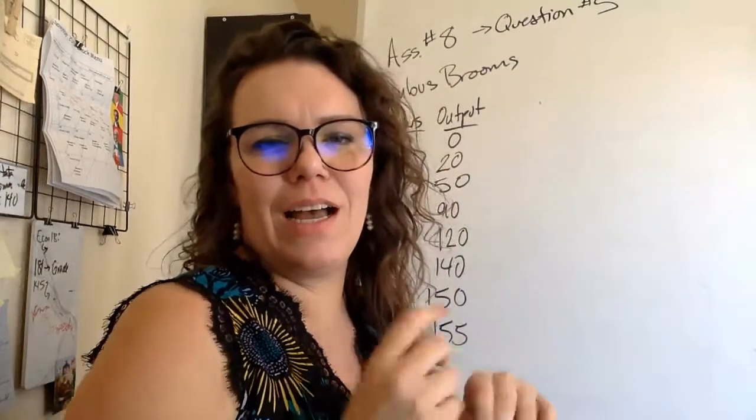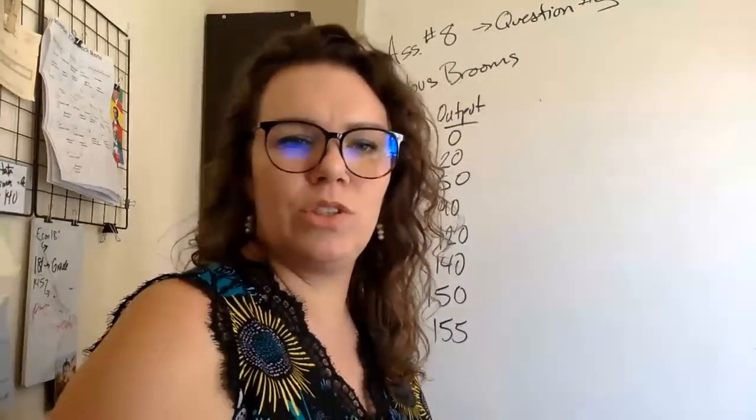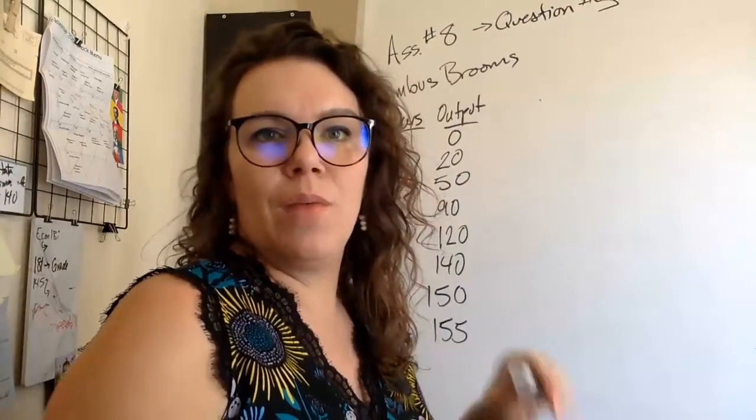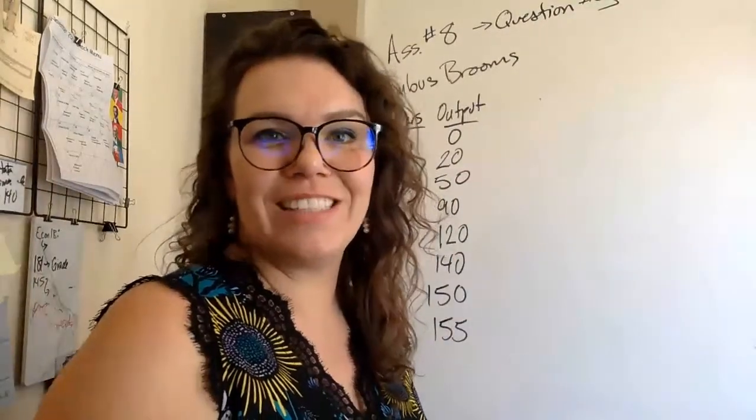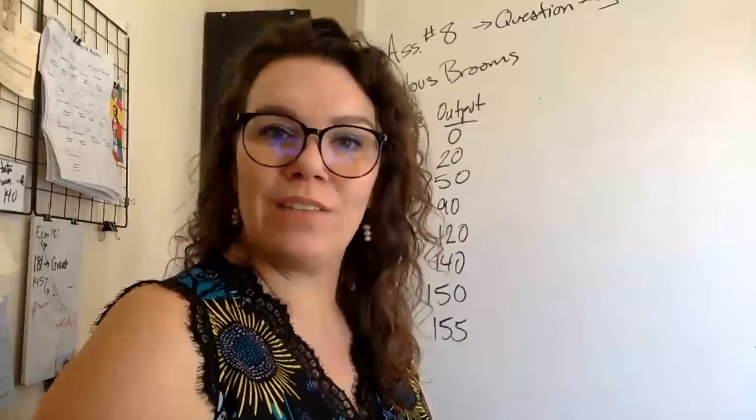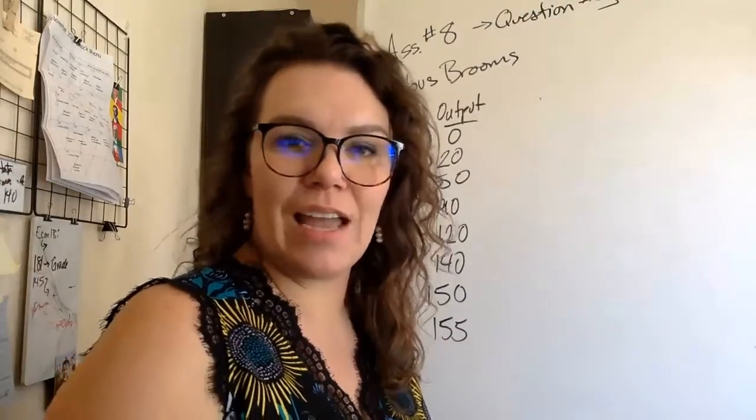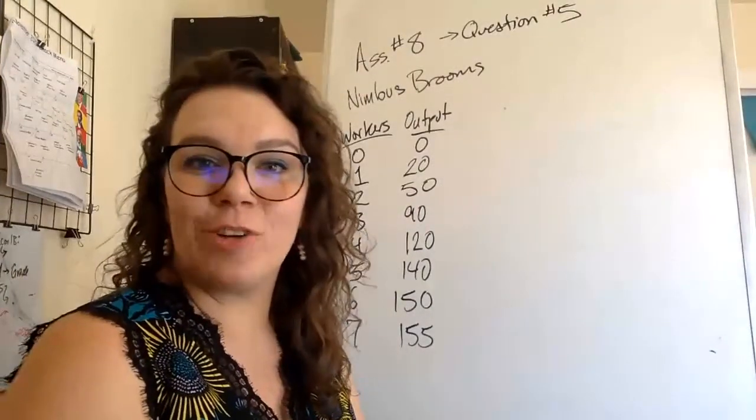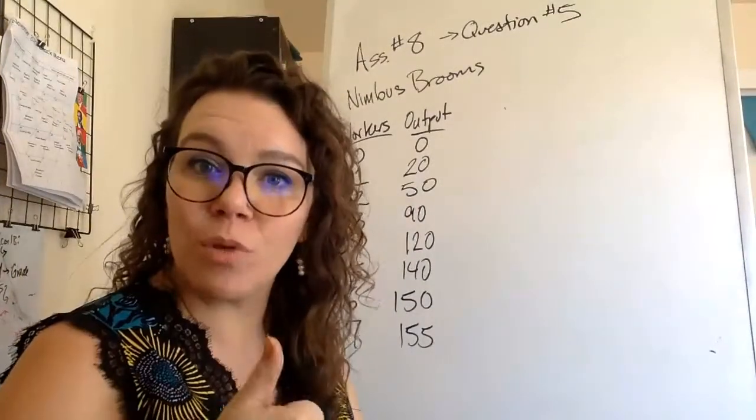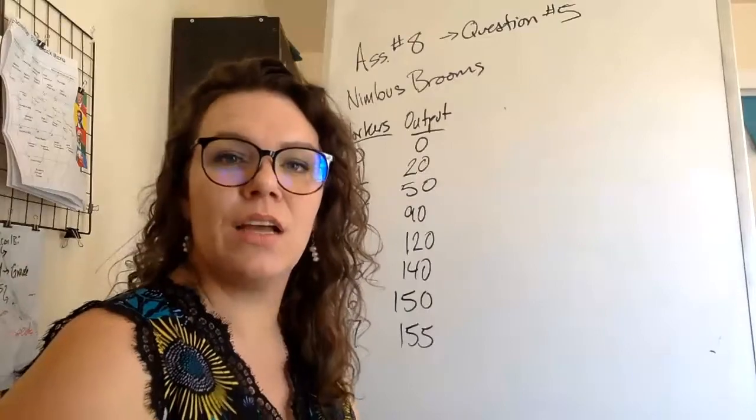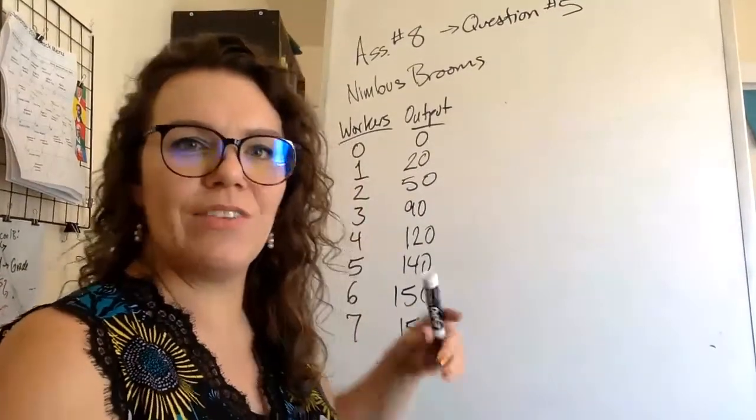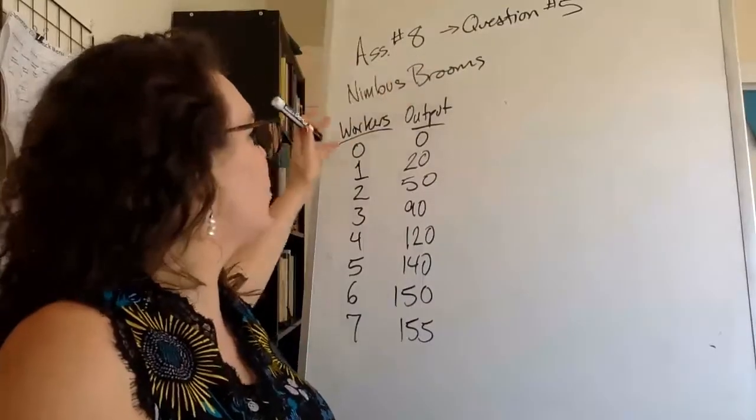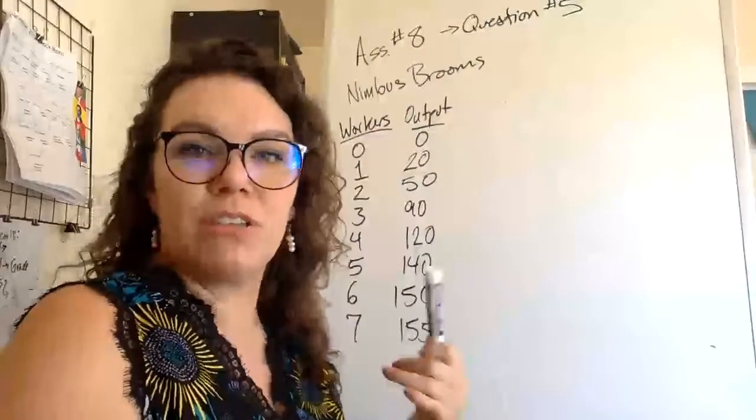Hey everybody, this is a quick video to show how to do problem 5 on assignment 8 for Econ 1B's homework. So this is the homework looking at firm costs, marginal productivity of labor, those kinds of things. Question number 5 is about Nimbus brooms, and you get the workers and the output, and then you need to start filling in this table.